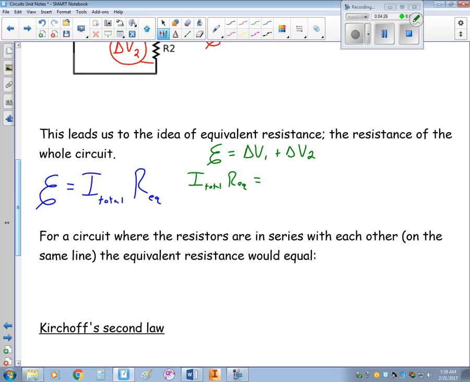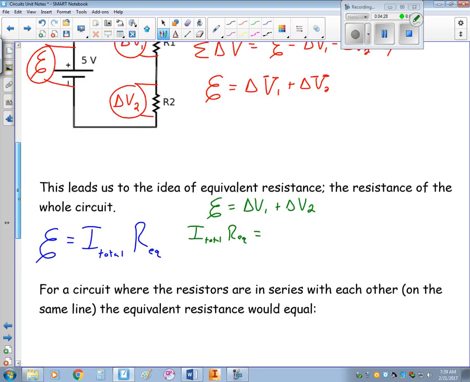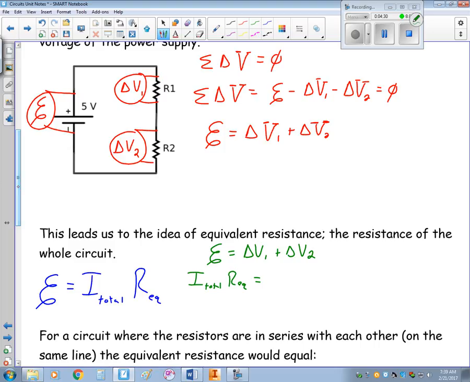Now, let's stop here and let's talk about current for a second. We have conservation of charge. So that means that the current that leaves this battery, that's going to be my total current, must also be the amount that's returning. So if I've got 12 amps leaving, I better have 12 amps returning. Well, let's take a look at this then.